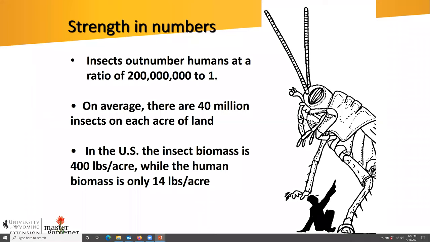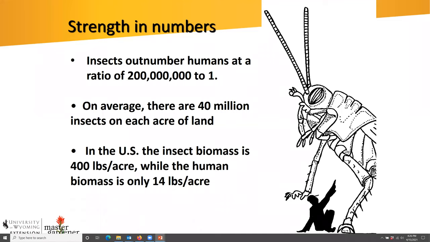They're also outnumbers. It's been estimated that insects outnumber humans at about a ratio of 200 million to one. And on average, there's about 40 million insects on each acre of arable land, I would say. You're not going to find that many on, say, an acre of bedrock up on Greenland. But in our temperate zones, that's probably an accurate estimate because there's many insects that are very small and live in very hidden areas of our environment.